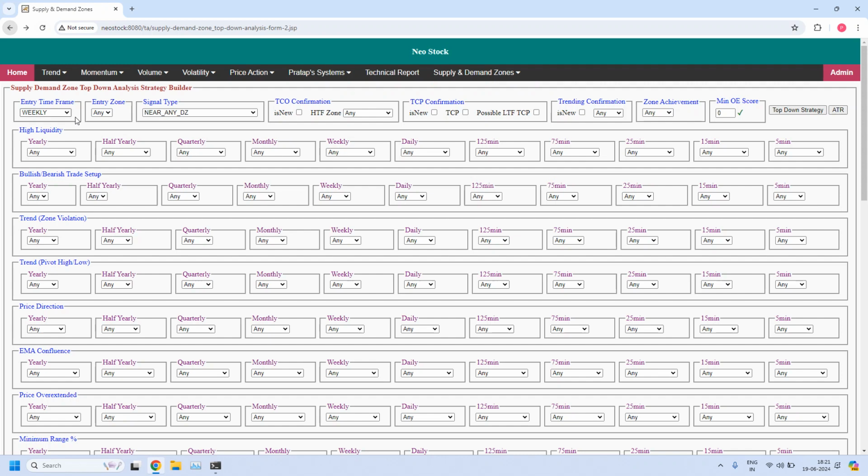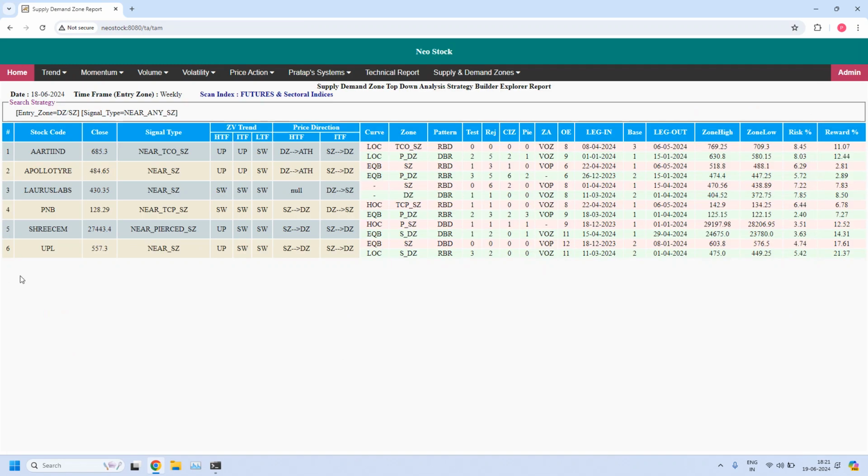So I'm going back. For weekly time frame, let us find the stocks near weekly supply zone. 6 stocks are filtered near to the weekly supply zone.